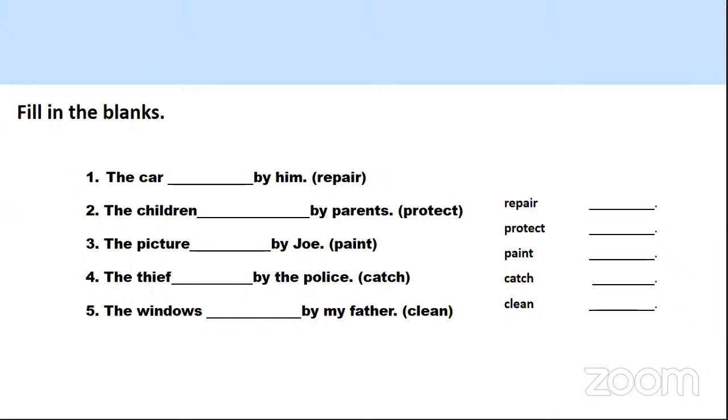Okay, once again, I'll give you 2 minutes to do that. You just write the words only. No need to write all the sentences. Only the answer.